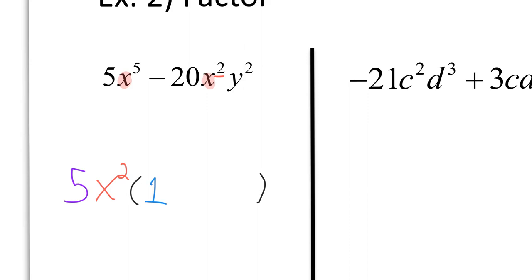So let me just give you a visual here. X to the 5th power is x, 2, 3, 4, 5. And you take out 2 x's. So I'm just going to cross out 2 right here. Okay. So how many do we have left? We have 3. So we have x to the 3rd power. Now you move on to the next one. And the next one is minus 20. So you divide negative 20 by 5, and that's going to be negative 4.